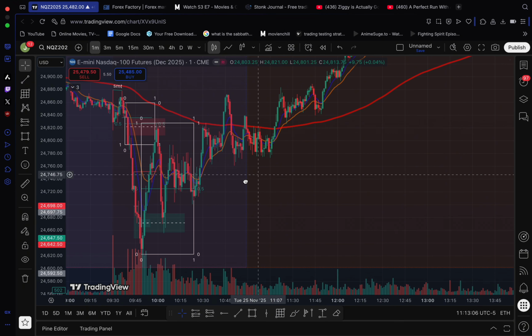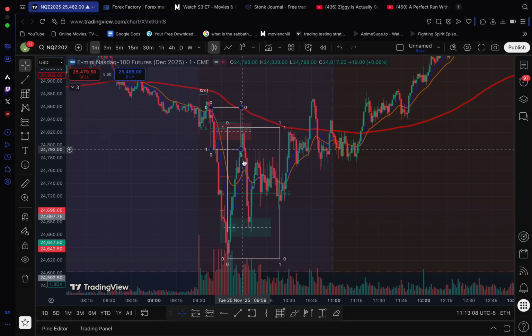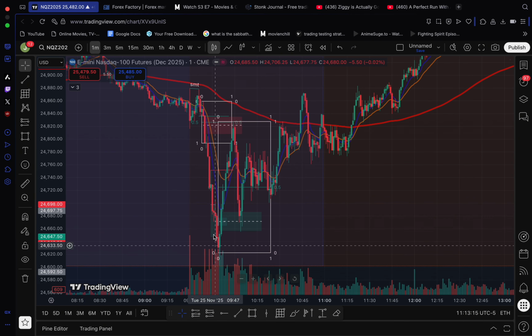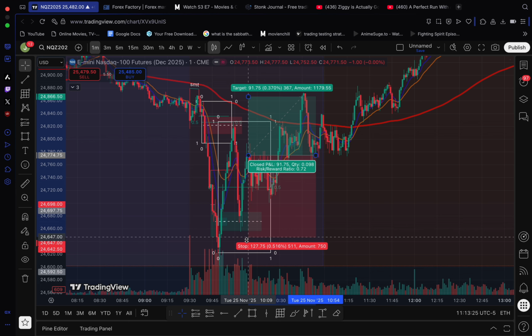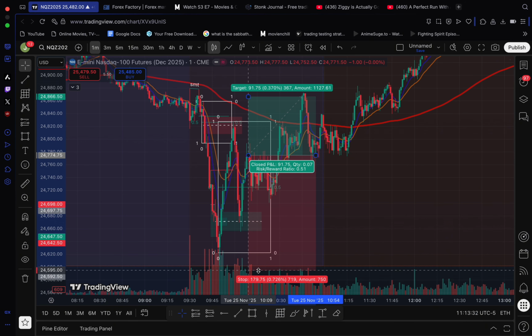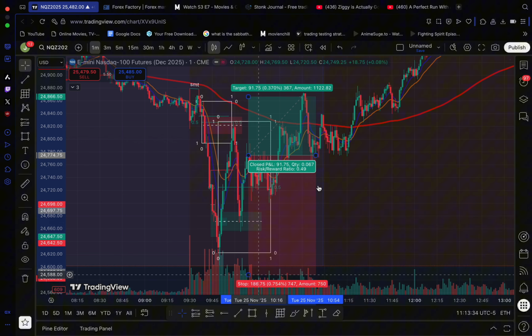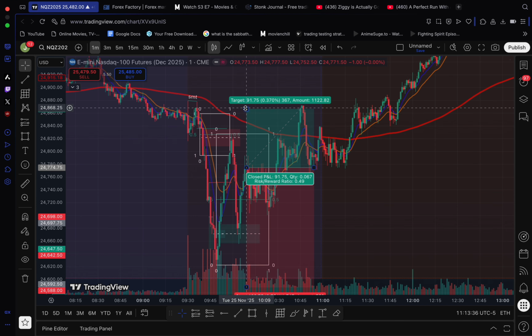But right here, we could have entered, let's say, a long, right? Let's say this is equilibrium, right? It tapped equilibrium. I'll wait for confirmation. Let's just say I enter right here. We take a long. We would have placed our stop loss below this low right here, or the low liquidity, essentially the same thing, and take profits right there.